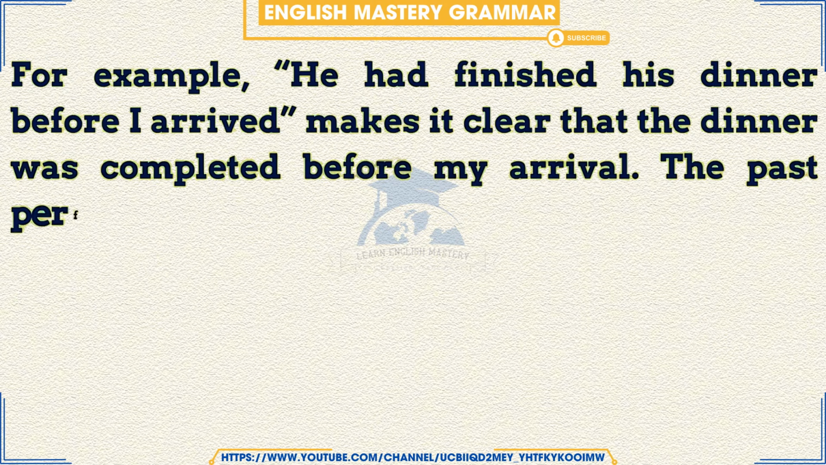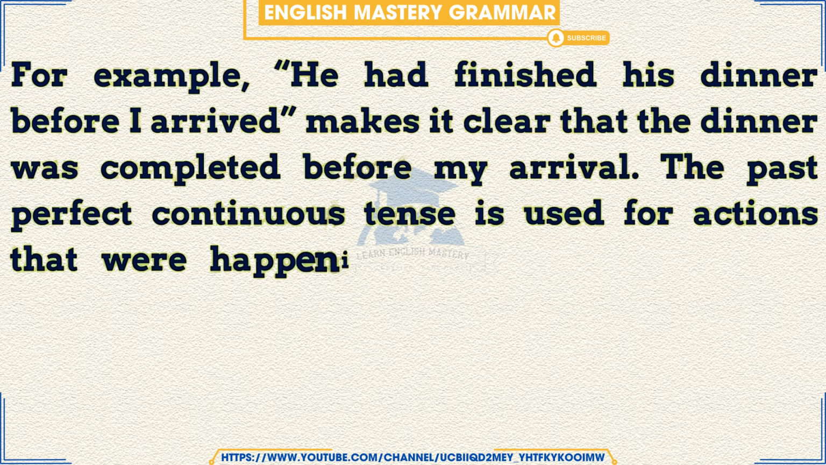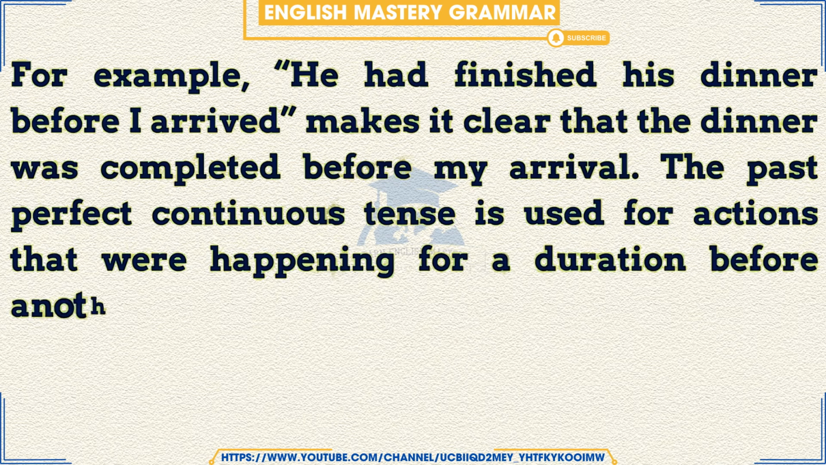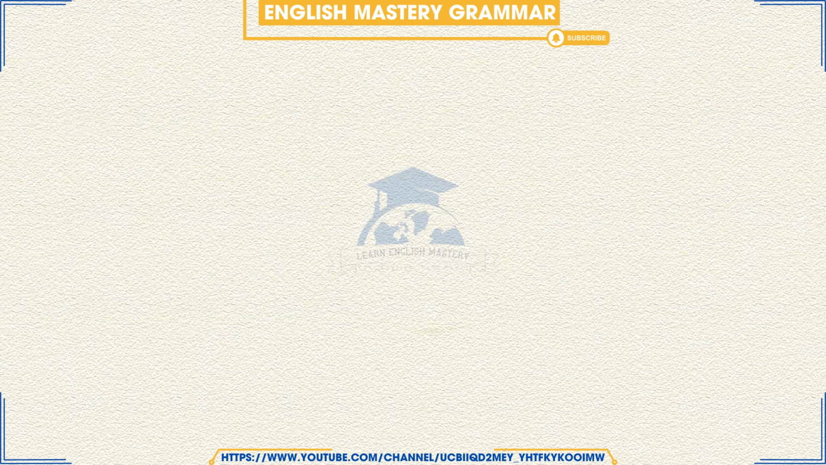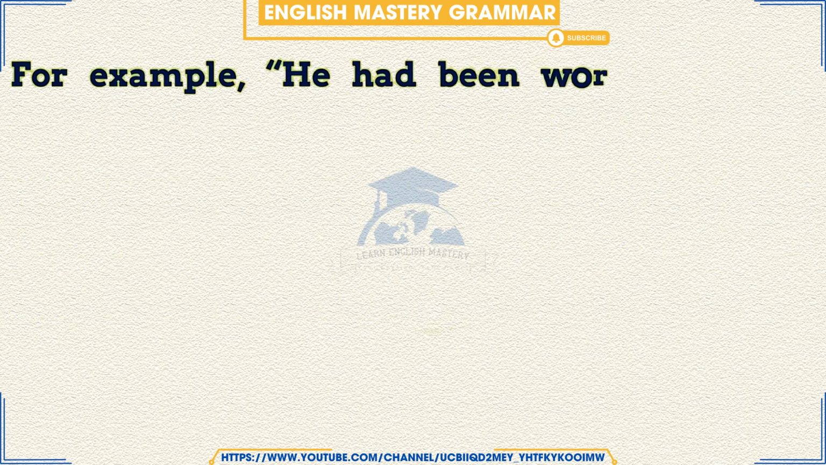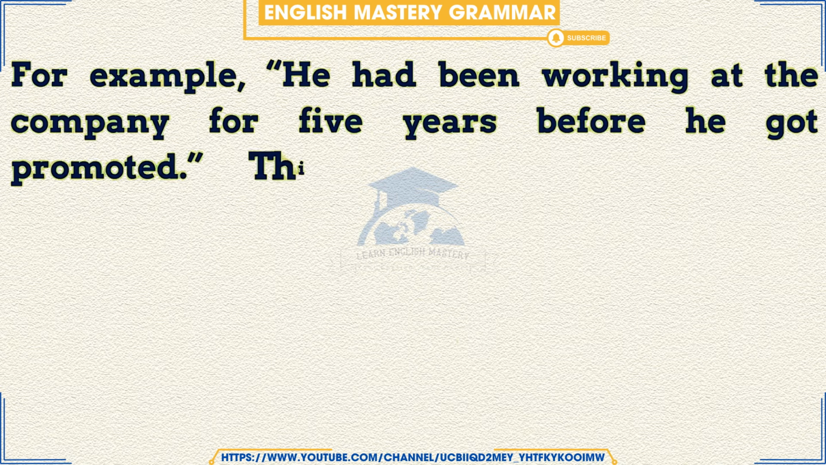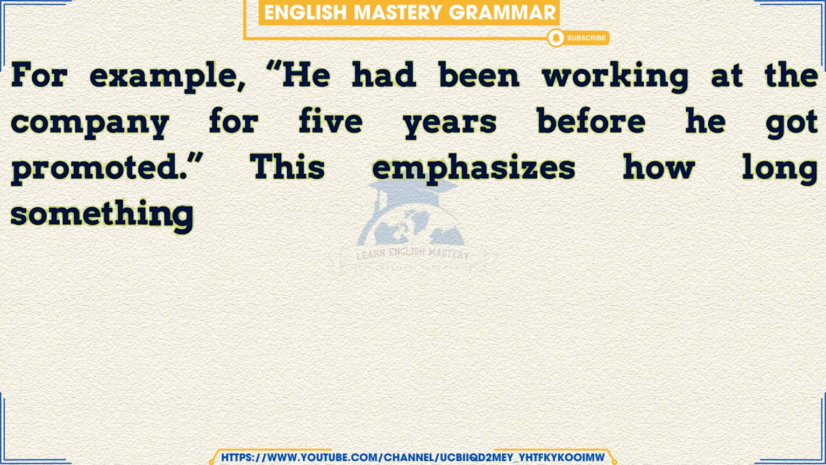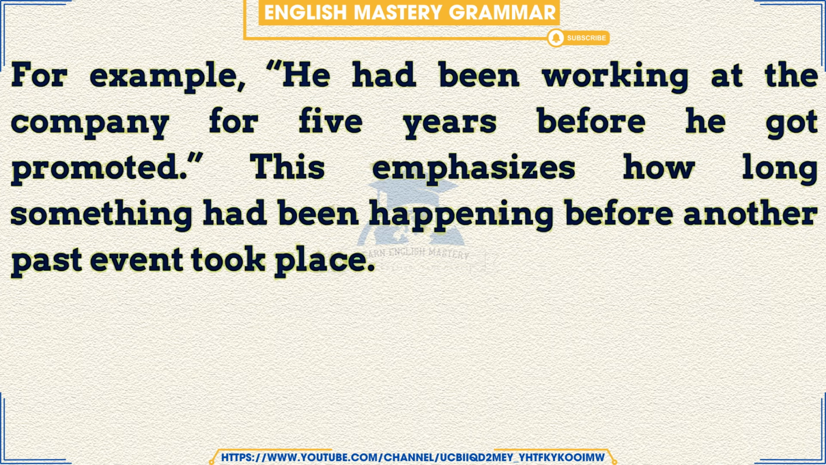The past perfect continuous tense is used for actions that were happening for a duration before another action in the past. For example, "He had been working at the company for 5 years before he got promoted." This emphasizes how long something had been happening before another past event took place.